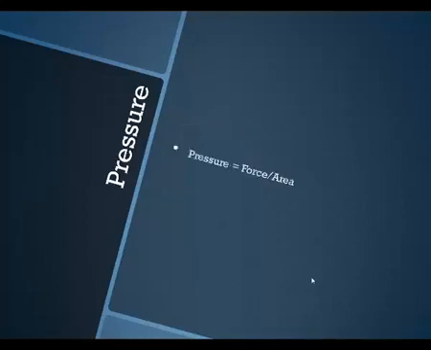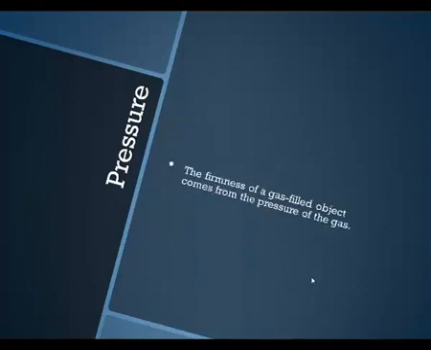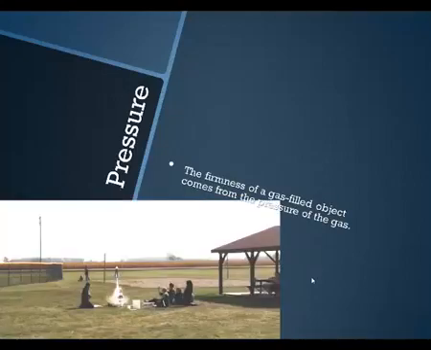Pressure equals force over area, so it is the force over a given area. The firmness of a gas-filled object comes from the pressure of the gas. So thinking of our rocket lab, as we increase pressure inside of those 2-liter bottles, there is a greater force over a smaller area. And that pressure needs to be released, and so when we do release that pressure, we end up with thrust, we end up with upward movement.